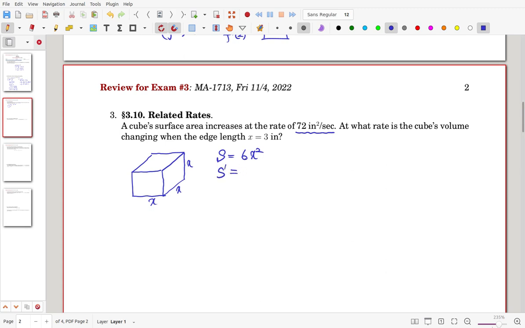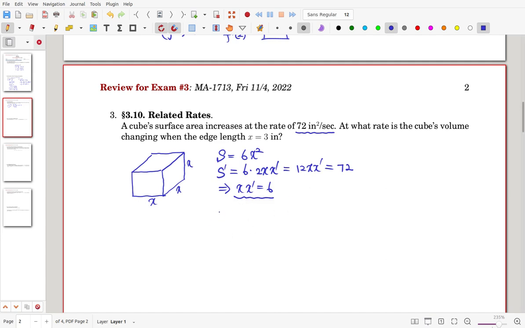Of course, prime is the time derivative, and that is 6 times 2x times x prime. Here we are taking the time derivative, so that is 12x x prime, which is 72 in the data. That means that x prime equals 6. Okay, so here when x equals 3, you can specify x prime is 2. So you can get it, but you may use this quantity together later on.